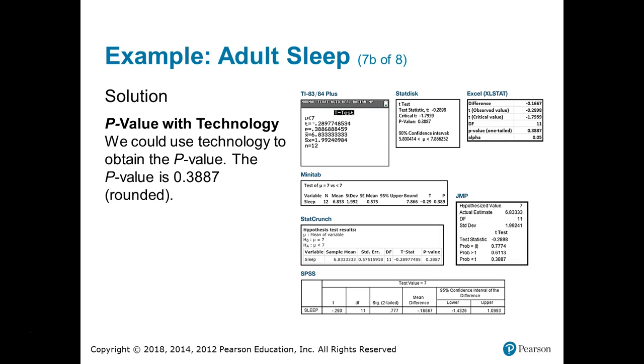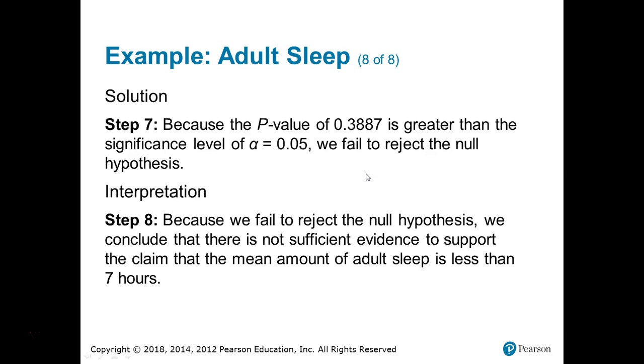Okay? You can also do it from a few other different methods, but you'll see that all the values are the same. Your book actually gives you a good description of how to do it using all these different software programs. So again, because the p-value is 0.3887, and that is greater than the significance level of 0.05, what happens here? We fail to reject the null hypothesis.